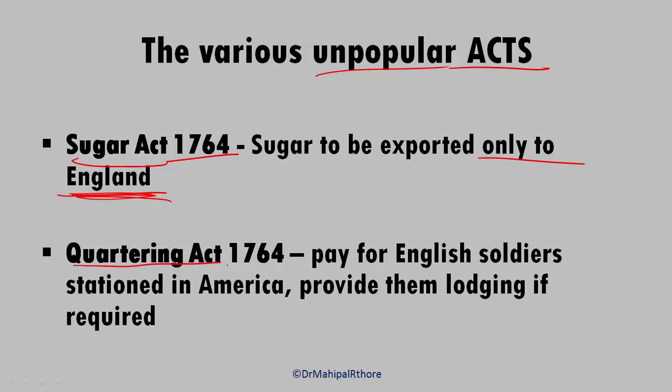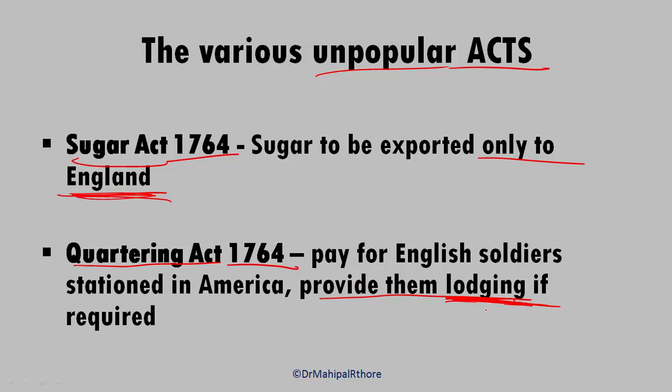Then came the Quartering Act of 1764. It said that whatever British soldiers are there in America, the colonists living there will provide them lodging. Lodging means home. If the soldiers require somewhere to stay, they have to let them stay in their own houses. And if asked for, they also have to provide money for the lodging of the soldiers. Basically, whatever army the British have stationed in America has to be paid for by the people living in America. Even though the army is not doing them any good, it is not fighting any war with them, they still have to pay for their salaries and also provide lodging for them.